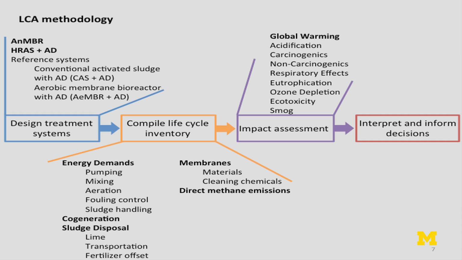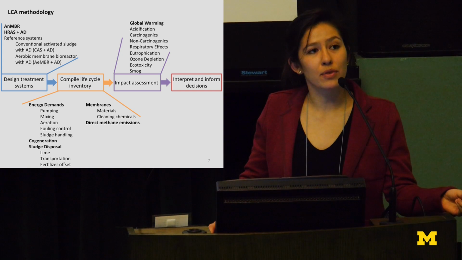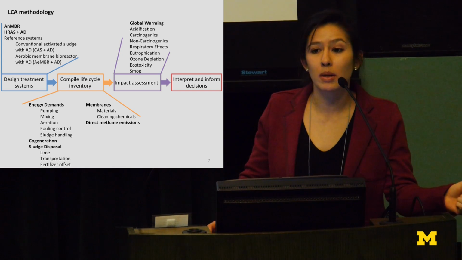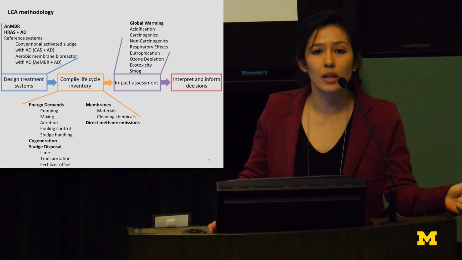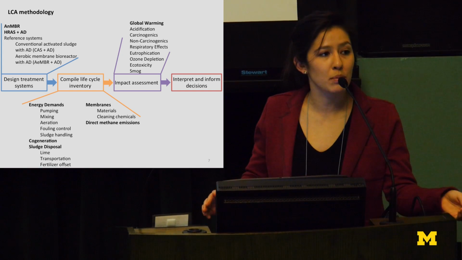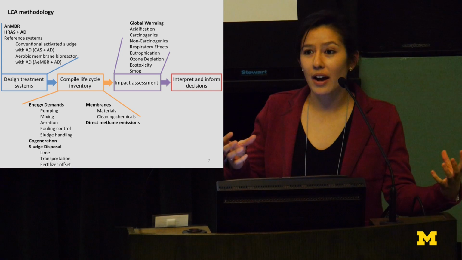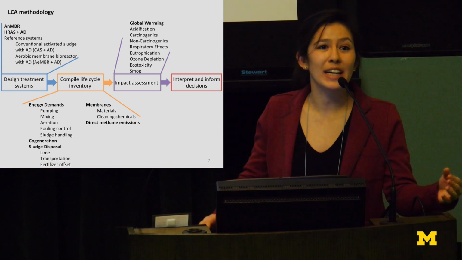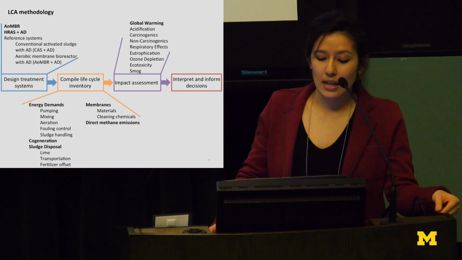What we did was we designed our treatment systems and we modeled them using process models. So we did ANMBR and HRAS plus AD, but we also included 2 other reference systems, conventional activated sludge with anaerobic digestion and aerobic membrane bioreactor with anaerobic digestion. And we decided to include these because they use the same solids-liquid separation processes as our energy recovery systems, but they're not specifically designed for enhanced energy recovery.